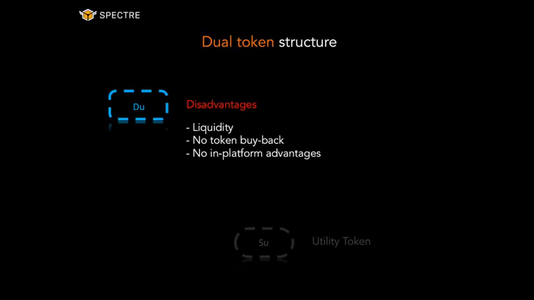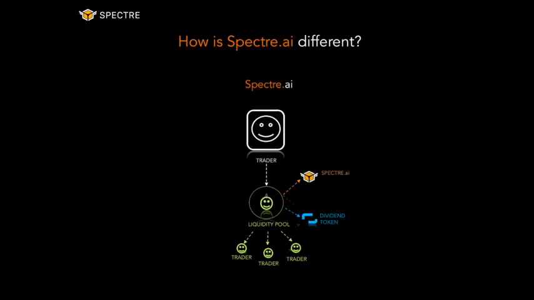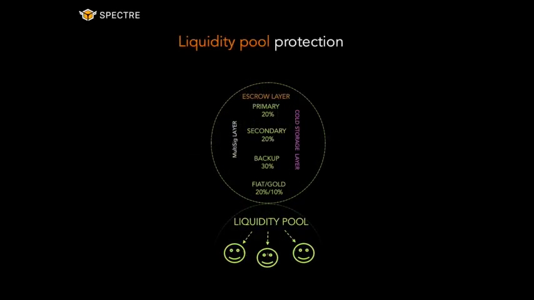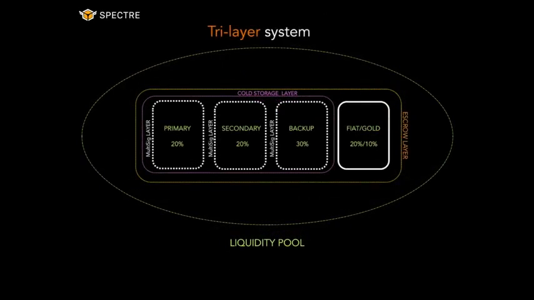Going back to what makes Spectre.ai unique, one of the key differentiators, as mentioned earlier, is the lack of any broker and instead the existence of an autonomous decentralized liquidity pool that talks to smart contracts. Security of this pool is of paramount importance to us, and this is why we use a tri-layer security system with various segregations of funds starting from a primary, secondary, backup, and fiat and gold layers. All blockchain-based storage segregations are protected by a multi-sig, cold storage, and escrow layer.